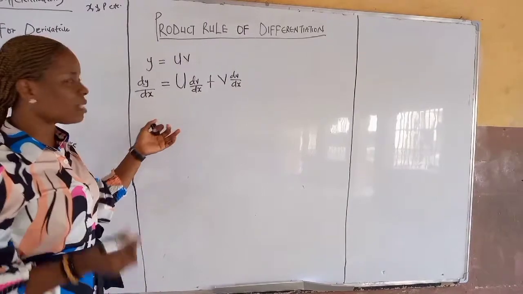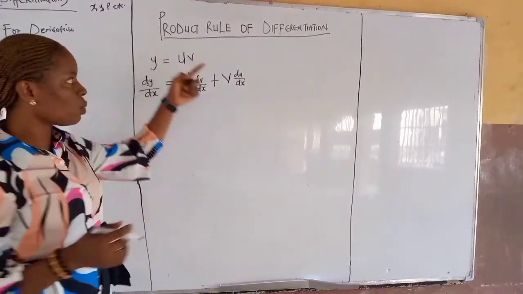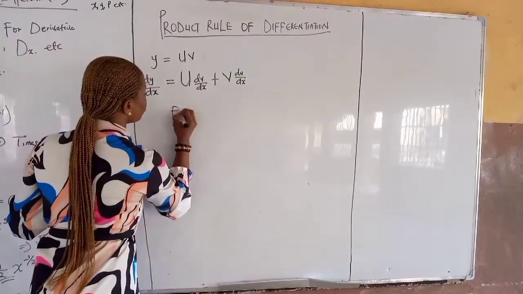That is telling you that there are some functions that will be paired together, and how you could differentiate them is using the product rule. That is two functions multiplied together. Let's see an example. We will explain more.